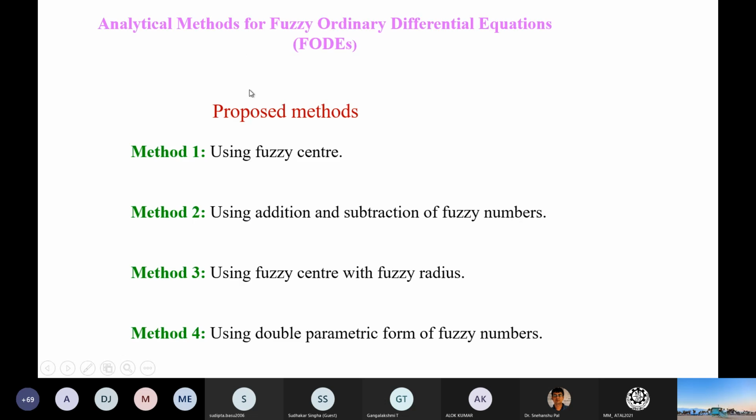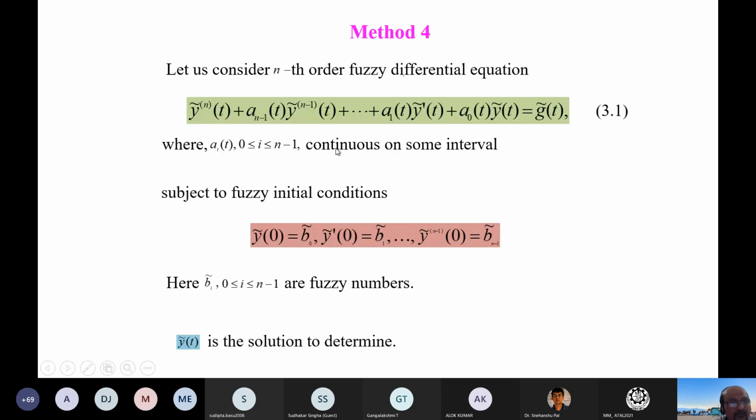As I told, previously I already told the analytical methods for fuzzy ordinary differential equations. Those are all whatever I have told about systems of equations, a little bit about the eigenvalue problem. Here we have proposed different methods: fuzzy center, addition and subtraction of fuzzy numbers, fuzzy center with fuzzy radius, then using the double parametric form of fuzzy numbers. These three I'm not going to show you. We have already defined and developed these and used them in various practical problems. The last one I will show for some practical problem.